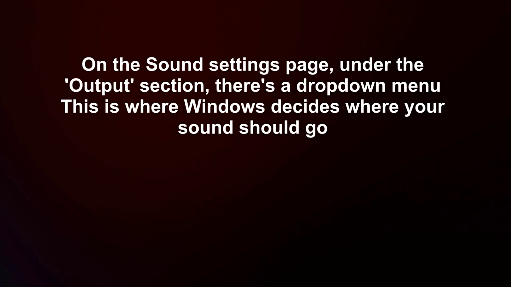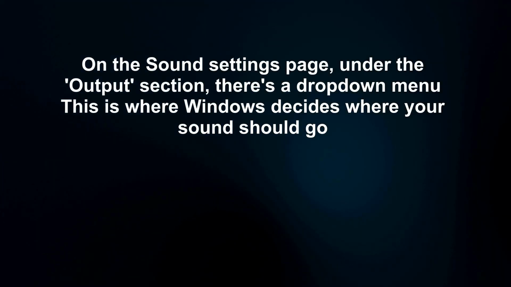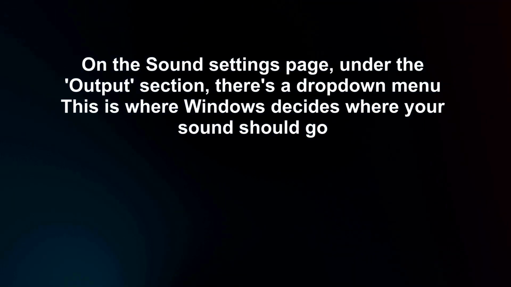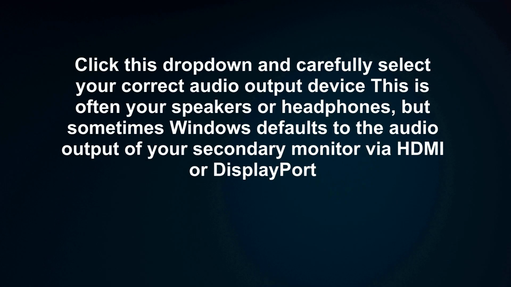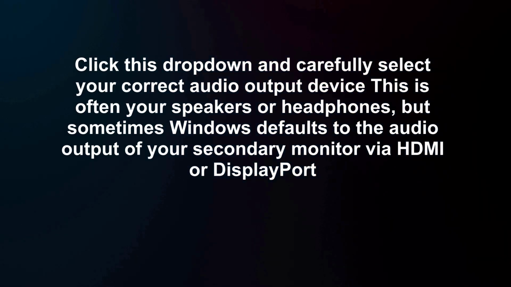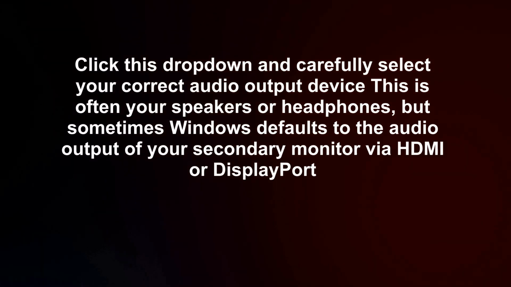On the Sound Settings page, under the Output section, there's a drop-down menu. This is where Windows decides where your sound should go. Click this drop-down and carefully select your correct audio output device. This is often your speakers or headphones, but sometimes Windows defaults to the audio output of your secondary monitor via HDMI or DisplayPort. If you're still having trouble, let's manage your sound devices.